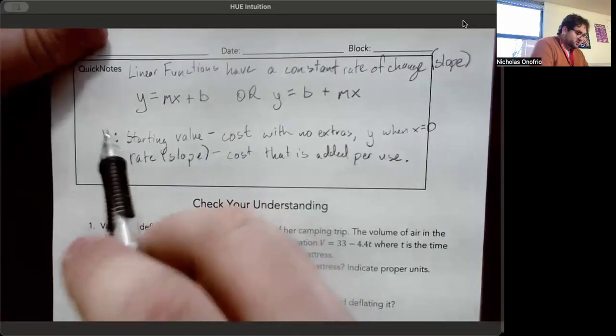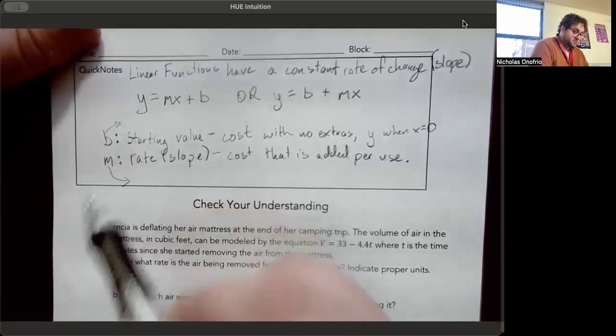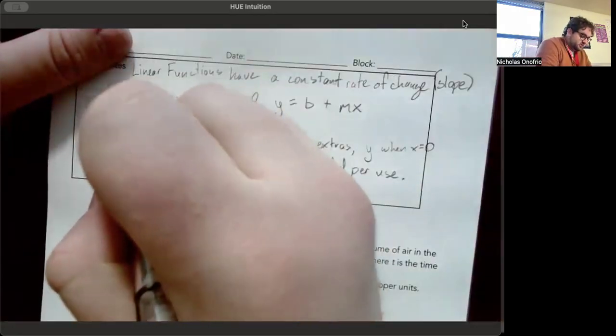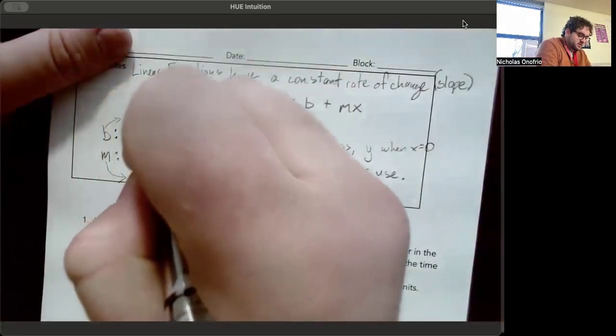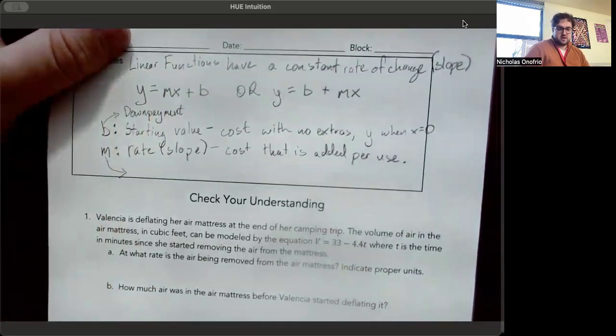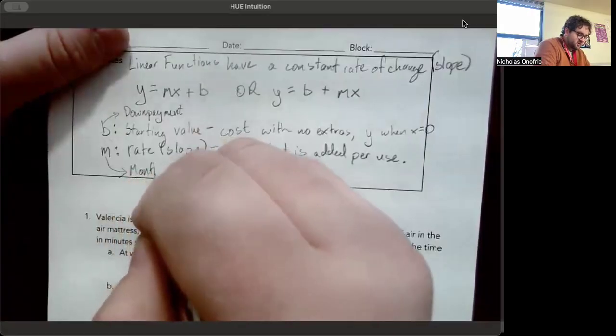If you want a real world example of B and M, I want you to think of buying a car. If you don't have enough money to buy the car, B represents your down payment. So it's the money you have to put down to get the car. And then M represents your monthly payment.